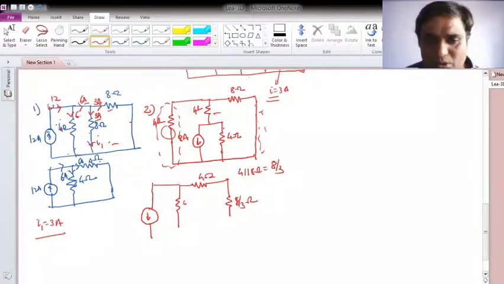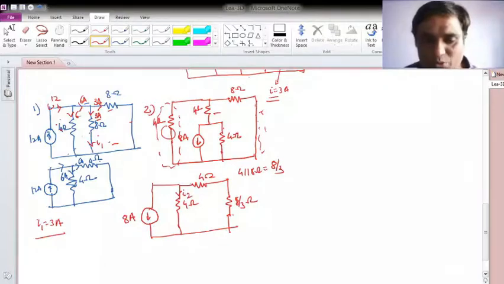This is 4 ohm and this is common here. What was it? It is 8 ampere. Fine. So this is my I2 which I have to obtain, and to obtain this I2, this total current I know, that is 8 ampere. So this is minus 8 ampere.